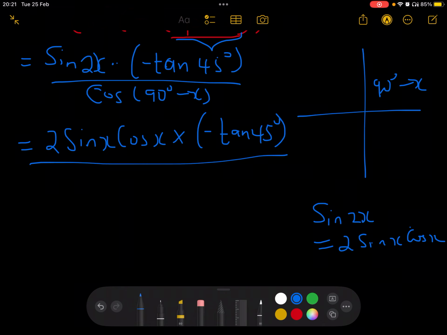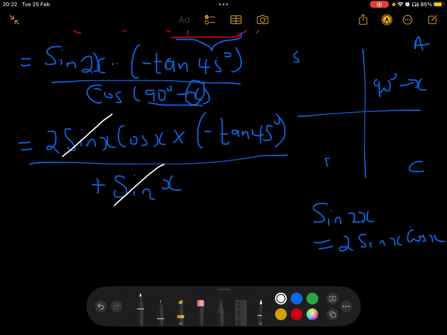Now, with cos of 90 minus x, at first look it is in the first quadrant where All Students Take Coffee, and this is a cofunction of cos. What is the cofunction of cos? The cofunction of cos is sin. What is the sign of cos in the first quadrant? It's positive, and therefore it will be a positive sin of the angle here, which is sin x. Now we are having multiplication throughout, so it is safe for me to divide this and that.